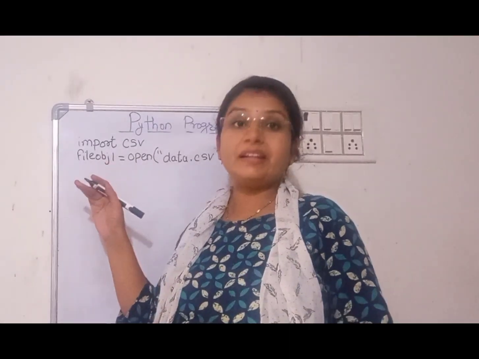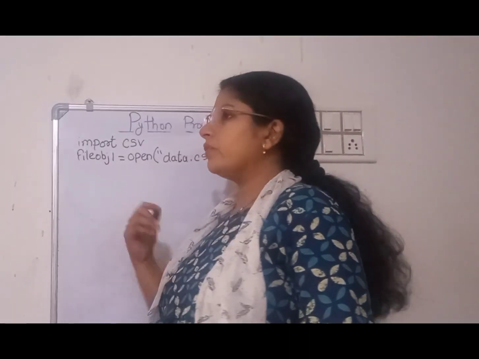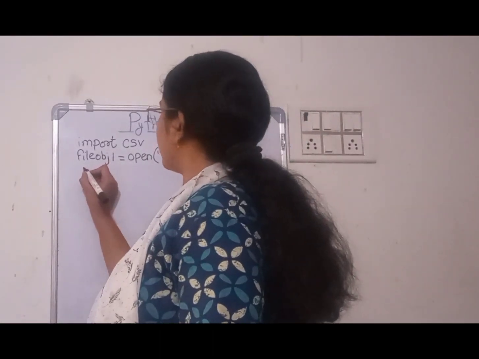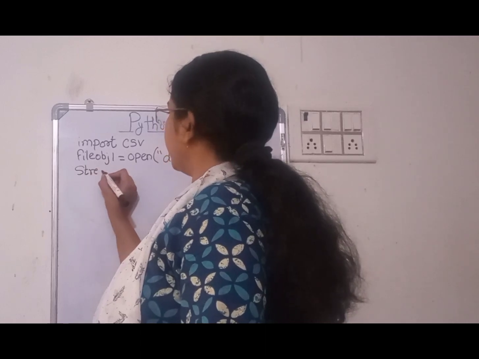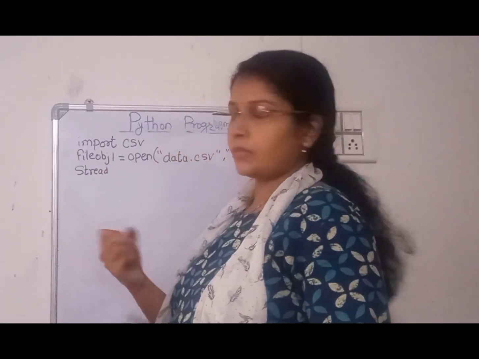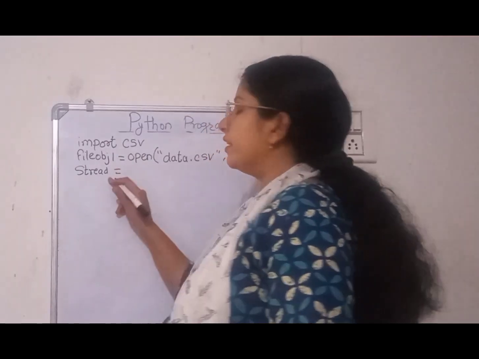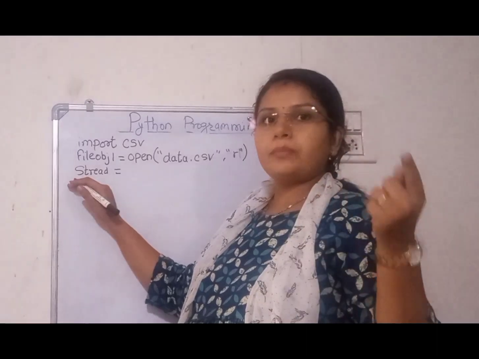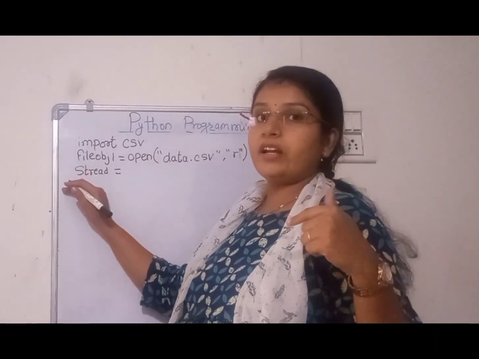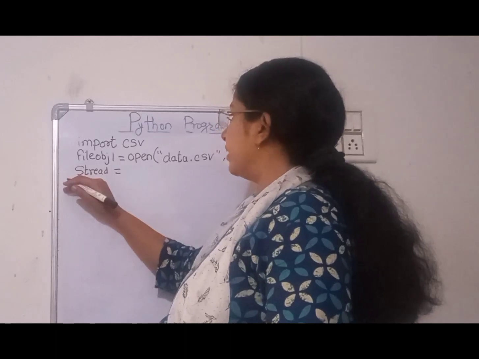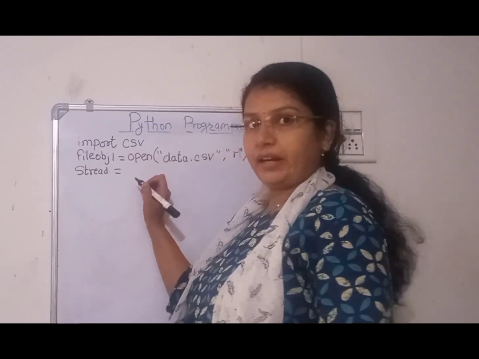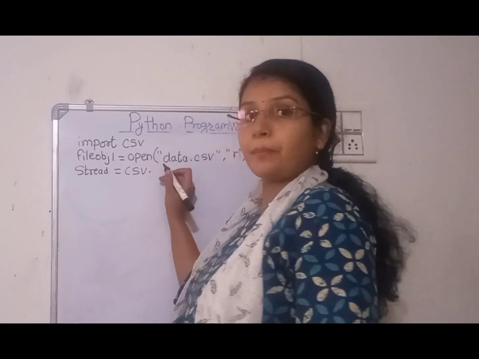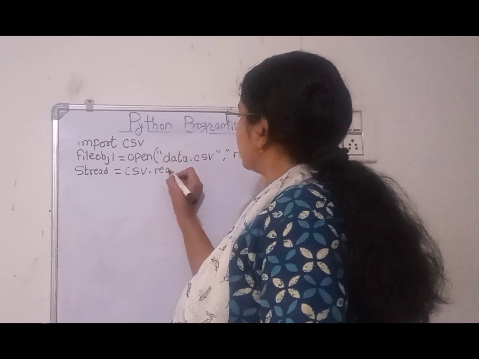Now it's time to create the reader object. The reader object will be a user defined name. Suppose my reader object is stReader. You can give any name you want. This is very important since we need to call the methods afterwards using this reader object only. So stReader is my reader object, and then csv.reader is the method to create the reader object.